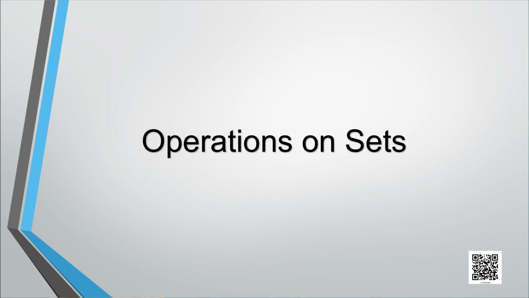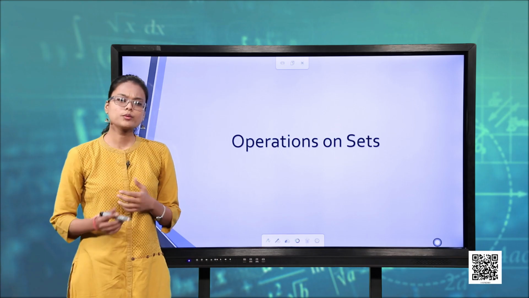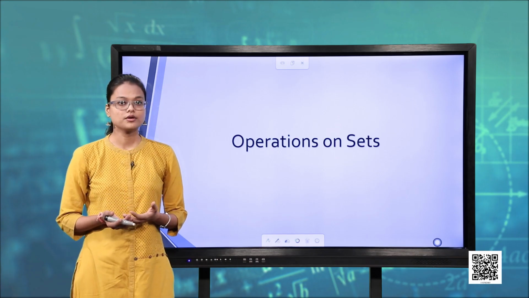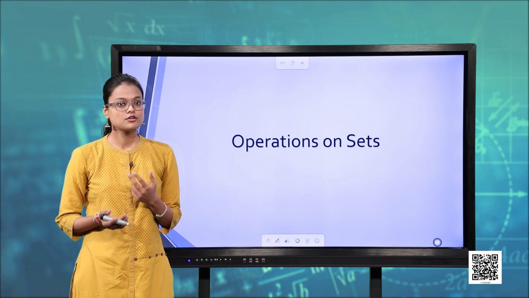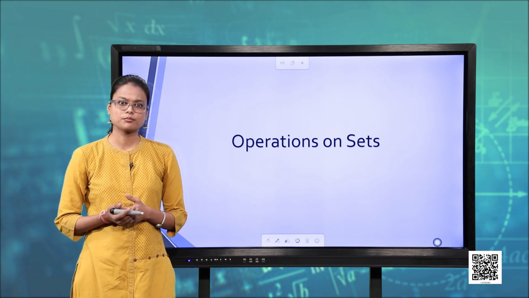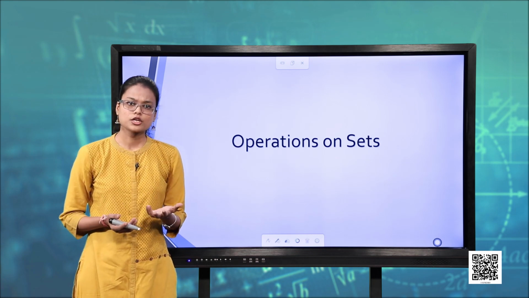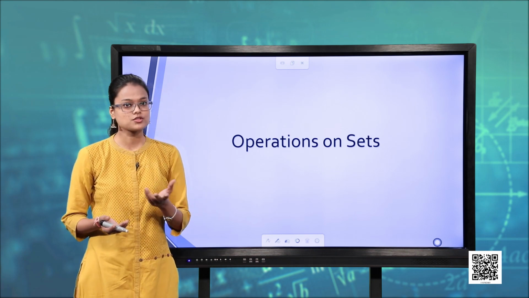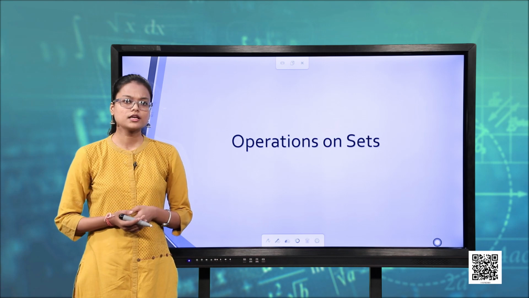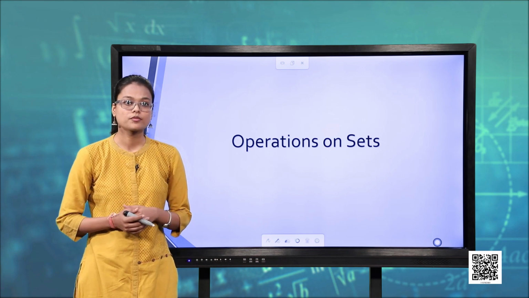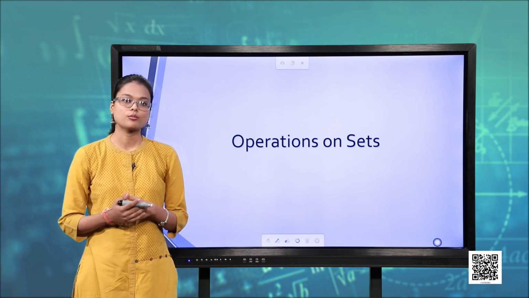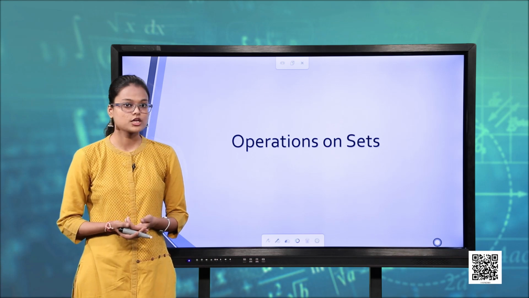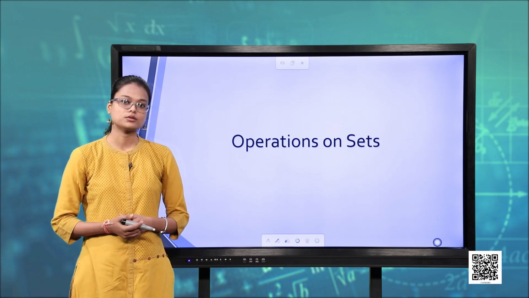So, now let us move on to the other topic, which is operation on sets. Whenever we have to find a new number, we operate two numbers. For example, addition operation, when we add 2 plus 3, we get a new number which is 5. Similarly, if we want to find a new set, we perform different operations. And what these operations are? Let us study about them.